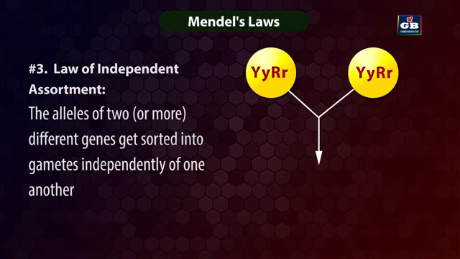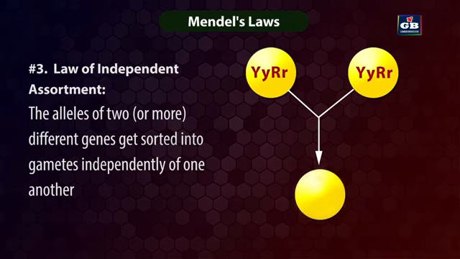For the character color of the seed, the parent has two alleles, dominant allele yellow and recessive allele green. For the character shape of the seed, the parent has two alleles, dominant allele round and recessive allele wrinkled. If the dominant allele yellow is passed to the gamete for color, for shape either dominant round or recessive wrinkled, any one allele can be passed to the gamete. That means one allele of a particular character does not influence the inheritance of alleles of another character. This is the law of independent assortment. The alleles of two different genes get sorted into gametes independently of one another.